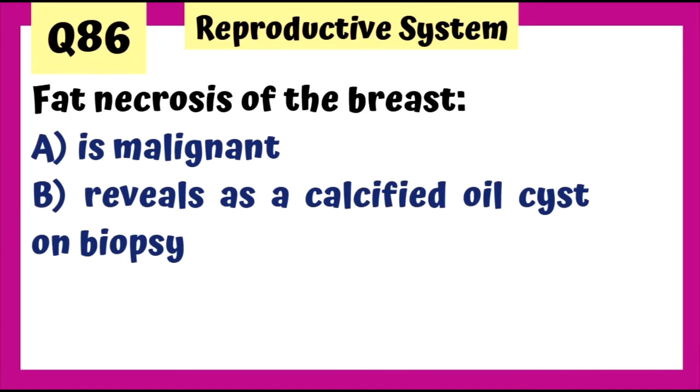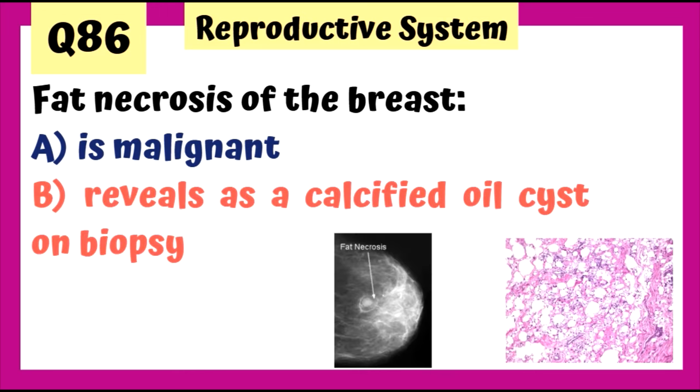Fat necrosis of the breast is not malignant and reveals a calcified oil cyst on biopsy. And here we see the fat necrosis. We see the oil cyst due to the calcifications and necrotic fat tissue. And it's usually due to trauma. The woman may not recognize it. For example, she got hit by a baseball, but this is the fat necrosis.